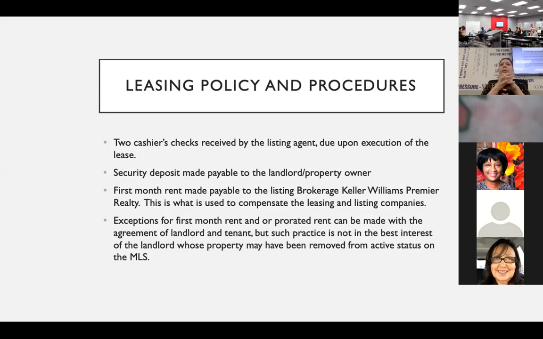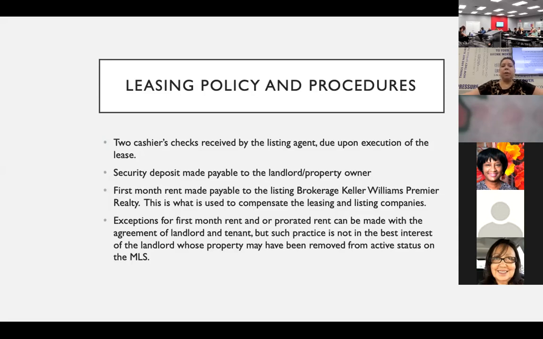So if your rent is $2,500, guess what? They're going to cut 2 checks, $2,500 to the landlord, $2,500 to Keller Williams Premier, and then Keller Williams Premier will pay the leasing agent and you their fees. And when is that due? On execution of the contract.